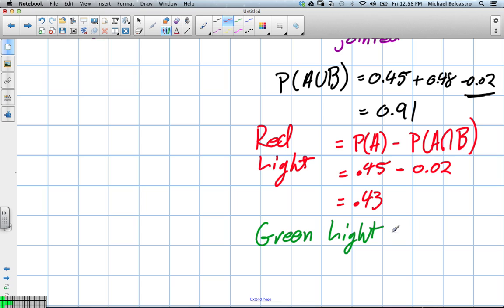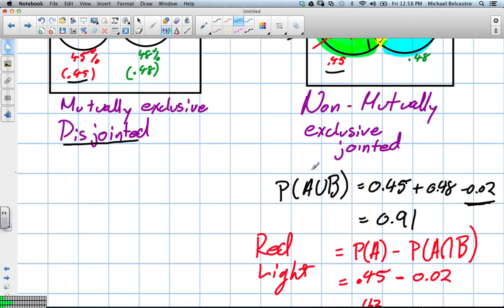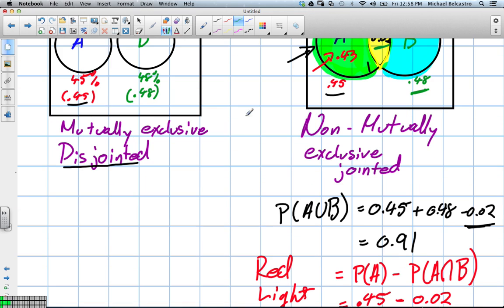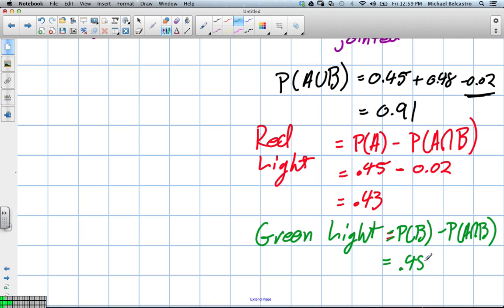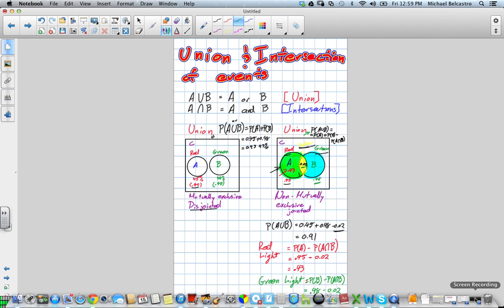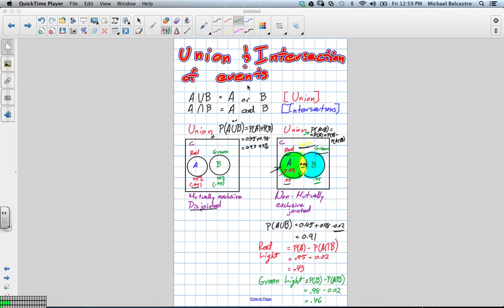Well, just getting a green light, we're going to take the probability of event B, and we're going to subtract the intersection of the two, A and B. Well, for a green light, it was 0.48, but there was also a 2% chance you got a yellow light. So we take the 0.48 and we subtract that 2% chance, and it turns out you have a 46% chance of getting just a green light when you pull up. And again, remember, we were using yellow as like the joint there, that idea. But that's the difference between union and intersection of events.